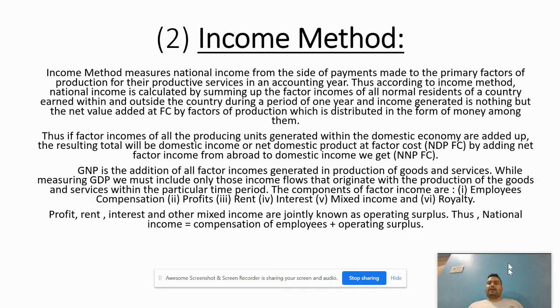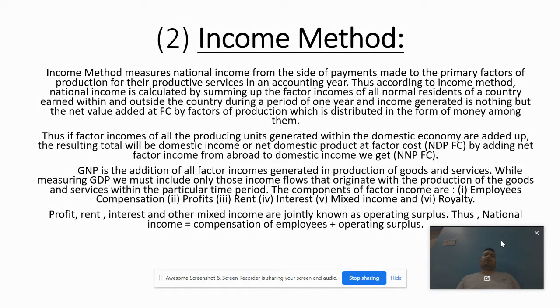Now the second method is the income method. The income method measures national income from the side of payments made to the primary factors of production for their productive services in an accounting year. Thus, according to the income method, national income is calculated by summing up the factor incomes of all normal residents of a country earned within and outside the country during a period of 1 year, and income generated is nothing but the net value added at factor cost by factors of production, which is distributed in the form of money among them.